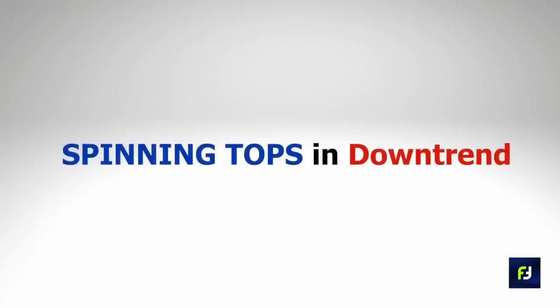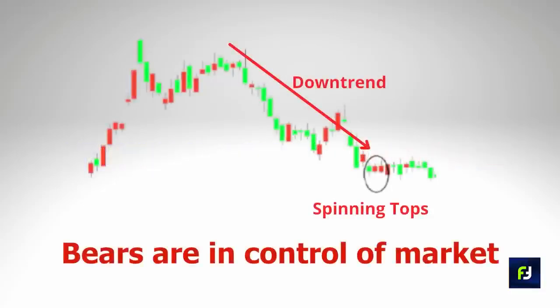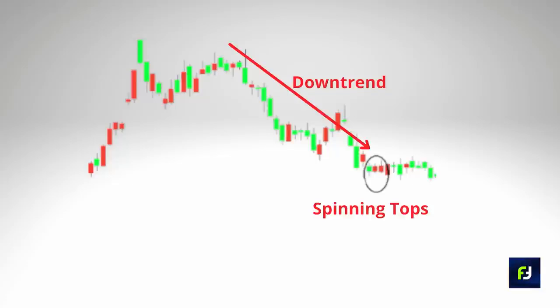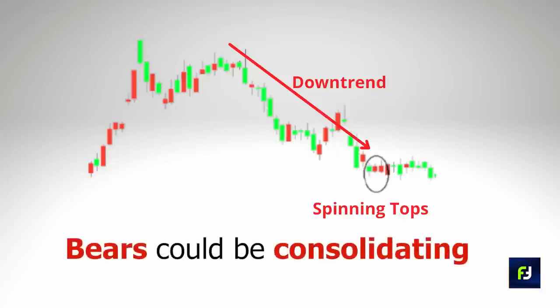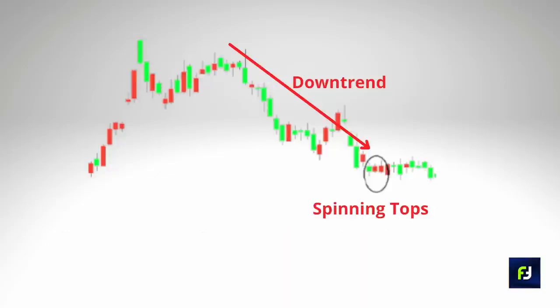Now what if the spinning tops were to occur in a downtrend? During a downtrend, the bears are in absolute control as they are able to take the prices lower. A spinning top in the downtrend indicates that the bears could be consolidating their position before resuming the trend. It can also be seen as an attempt by the bulls to arrest any further price fall. But are they really successful? Because if the bulls were to be really successful, it would have resulted in a strong bullish candle rather than a spinning top. So clearly there are two foreseeable outcomes with equal probability in this case.